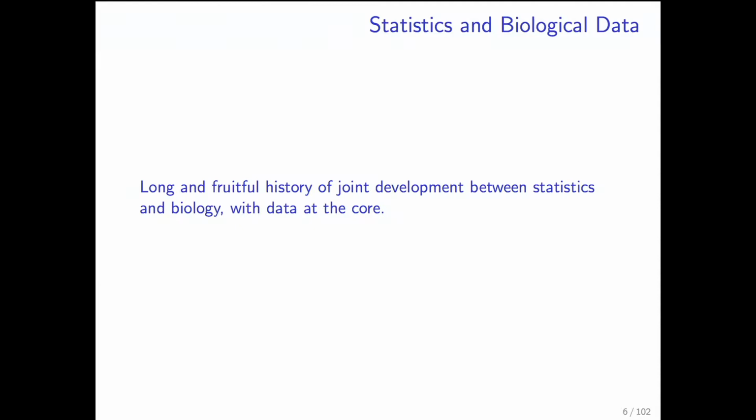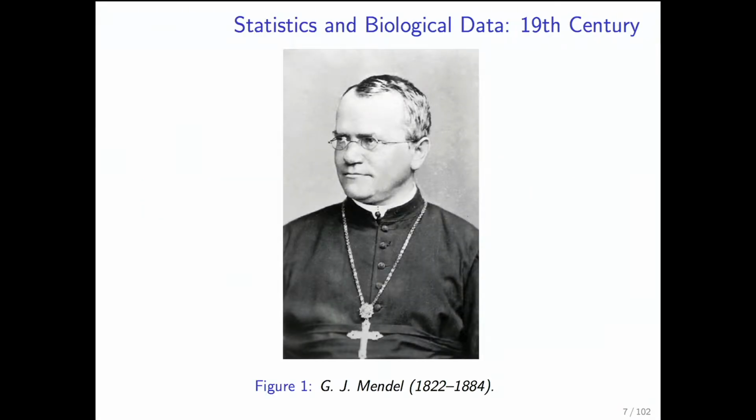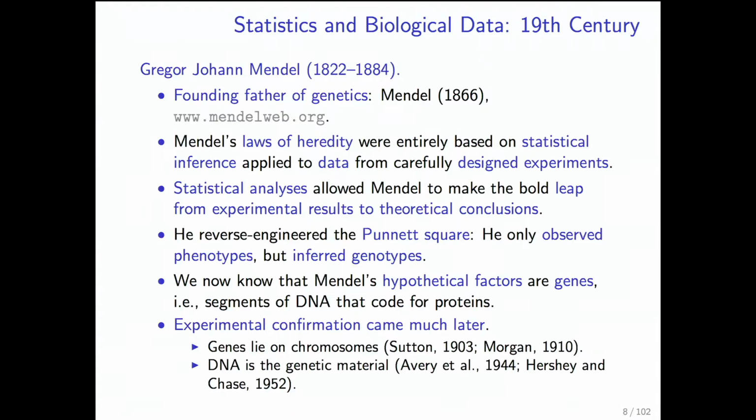So there's a long and fruitful history of joint development between statistics and biology, and data has always been at the core of this. A natural starting point is Mendel. Mendel is known as the father of genetics, and his 1866 paper is actually a great read. You can find it on the web. Mendel's laws of heredity were entirely based on statistical inference applied to data from very carefully designed experiments. It's statistical analyses that allowed Mendel to make the bold leap from his experimental results to theoretical conclusions.